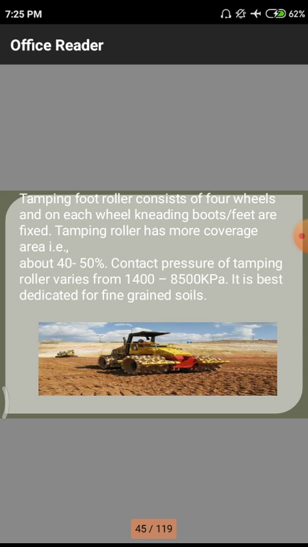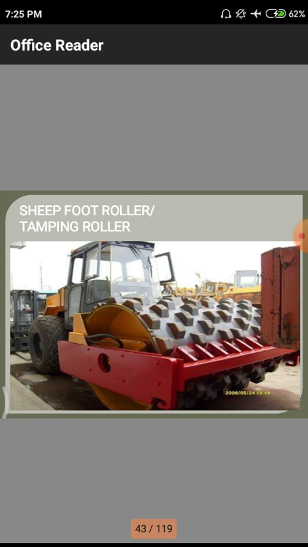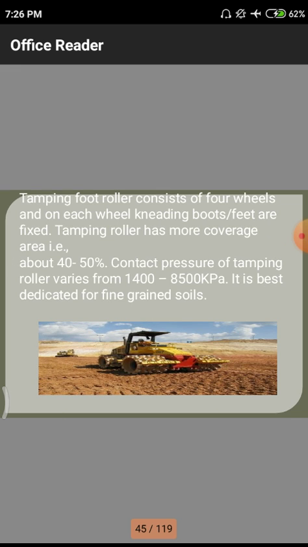This is the typical diagram while the vehicle is moving on clay soil. What are the irregular faces we have to observe? The tamping foot roller consists of 4 wheels, and on each wheel boots or feet are affixed, so the tamping roller has more coverage area. That means on both sides. Previously we observed a system with only front wheels having the kneading mechanism, but in this diagram both front and back wheels have sheep foot rollers arranged.